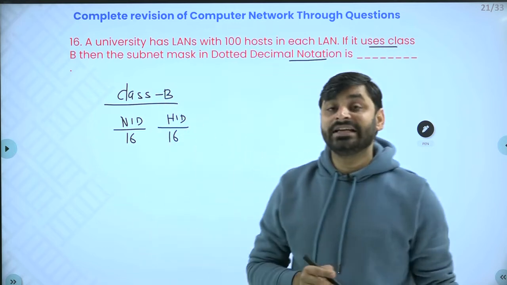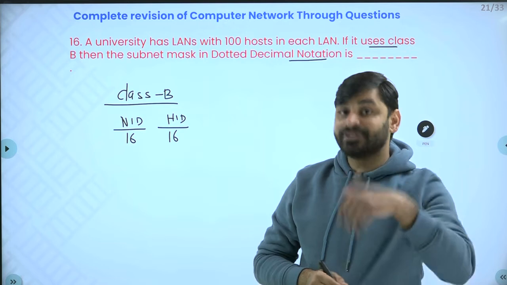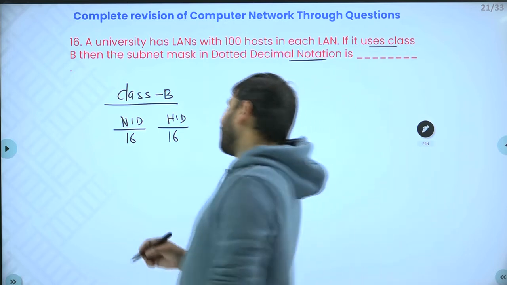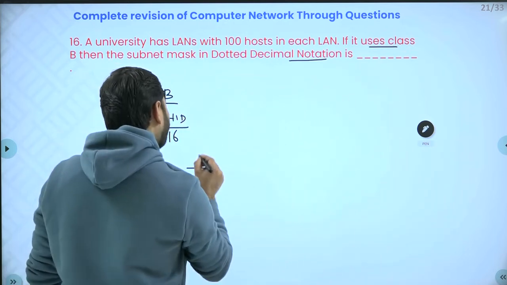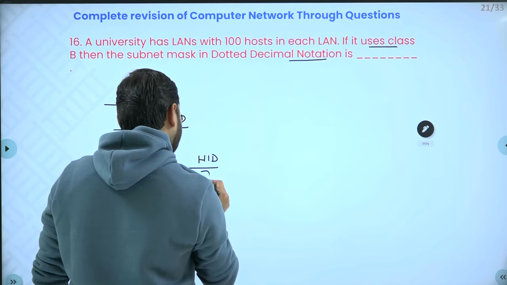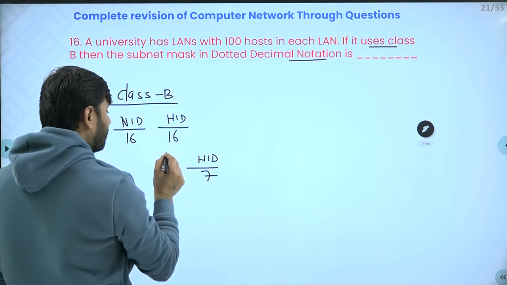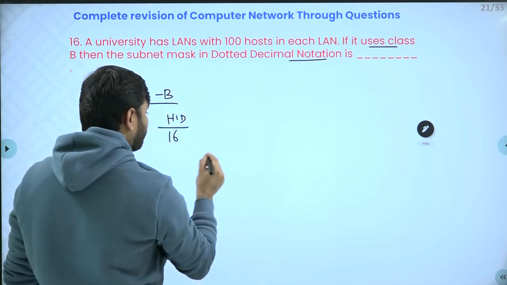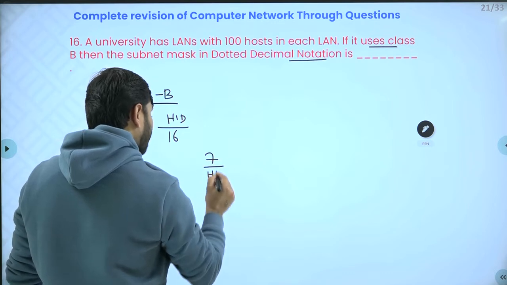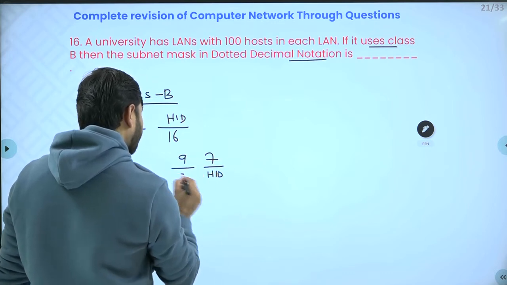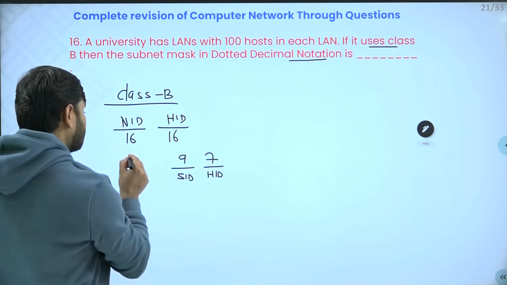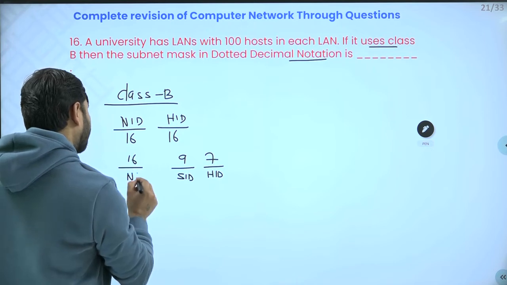For 100 hosts in each LAN, meaning local area network, there is one subnet. So for 100 hosts, we need a host ID of 7 bits. Of the 16 host bits, these 7 bits represent the host ID. The remaining 9 bits represent the subnet ID, and the 16 bits always represent the network ID.